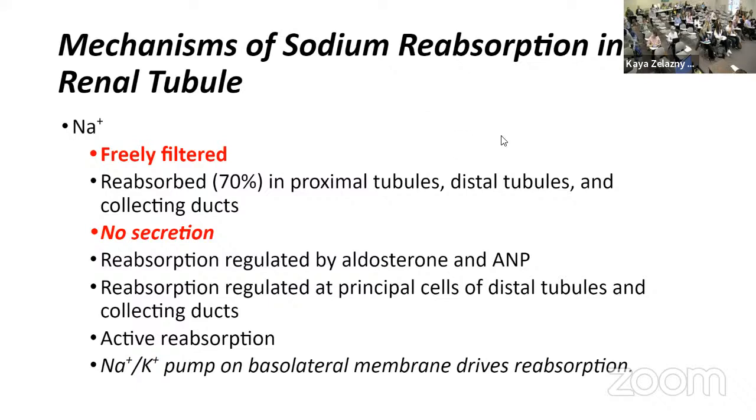So our regulatory hormones here are going to be aldosterone and ANP. And we're going to focus more on the aldosterone. The ANP is like an extra. Okay. And we're going to be regulating it in those same cells where we're regulating our water reabsorption. So we're going to be targeting those principal cells in the distal tubules and the collecting ducts.